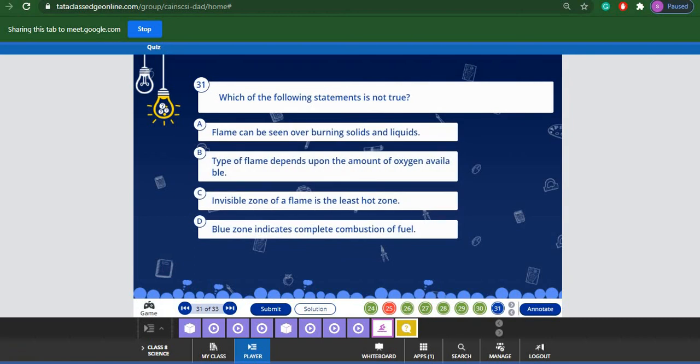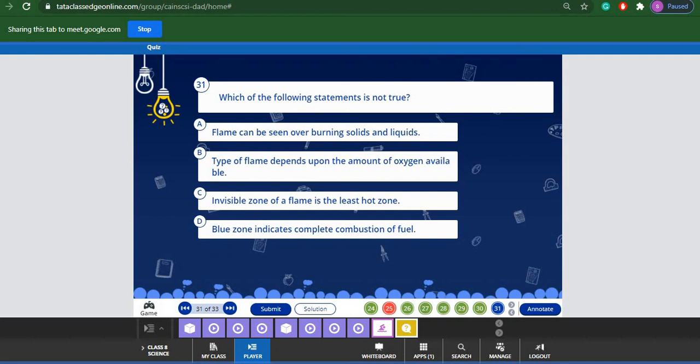Anyway, which of the following statements is not true? The flame can be seen over burning solids and liquids. The type of flame depends upon the amount of oxygen available. The invisible zone of flame is the least hot zone, and the blue zone indicates complete combustion of fuel. Now which one? Tell me. Sir, A. All of you A. Anyone? Sir, C. Sir, A.